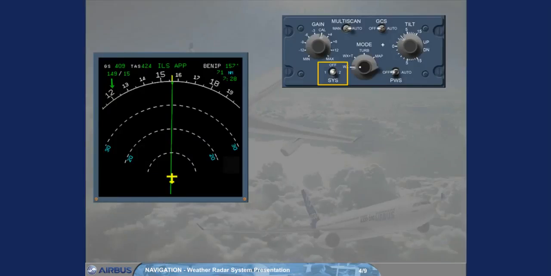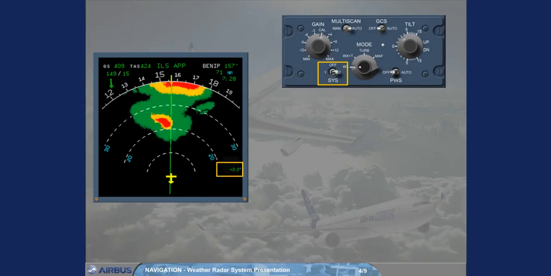The 1-off-2 switch selects one radar or turns off both radars. When switched on, the tilt angle indication appears on the ND. Note: if there is only one radar on the aircraft, no weather image is displayed when System 2 is switched on.